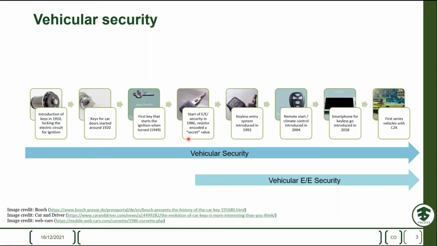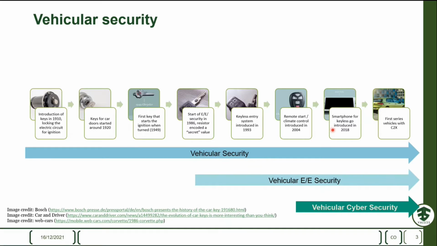And we can talk from vehicular security to vehicular EE security. There was basically a resistor in this key, and this resistor had a value, and the car knew the value and checked it, and only if this matched, the car opened up. And from then, the evolution was quite fast. So we had keyless entry, we had remote start and could control some features. And there we can begin to talk about vehicular cybersecurity.